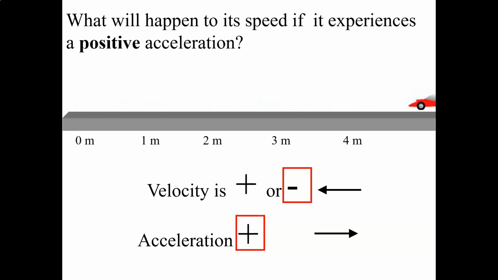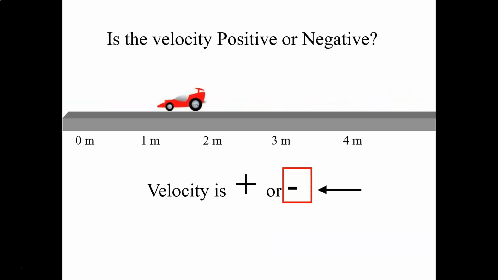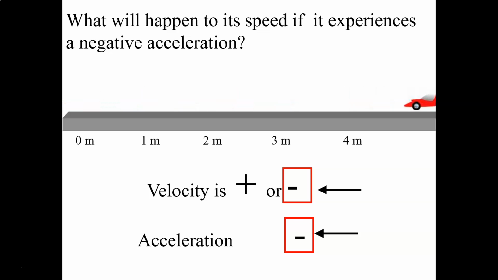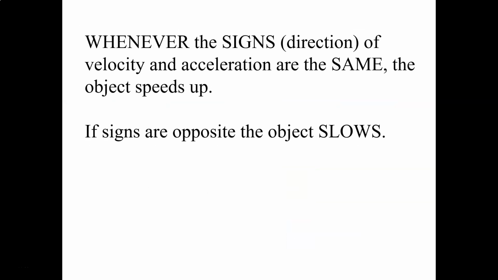Okay. Is it slowing down? Yes, it's slowing down very slowly. And so here again, the signs were opposite and it slowed down. Let's look at what happened if we have a negative velocity and a negative acceleration. Okay, well, what's going to happen if it's moving to the left and I accelerate it to the left? It's going to speed up. And here it is speeding up, and there it goes.